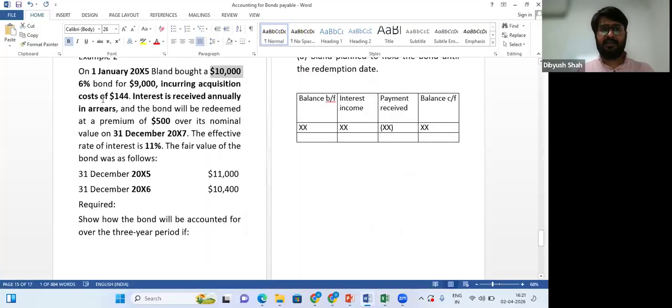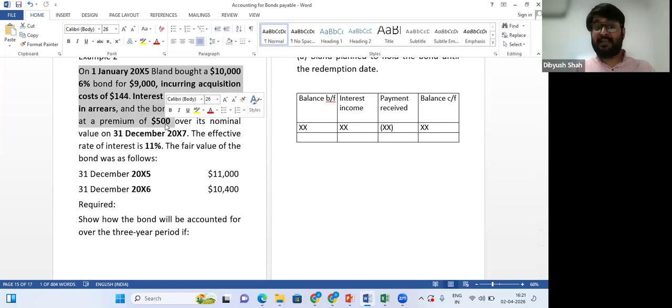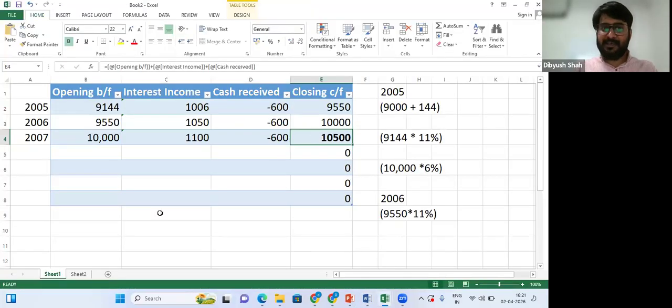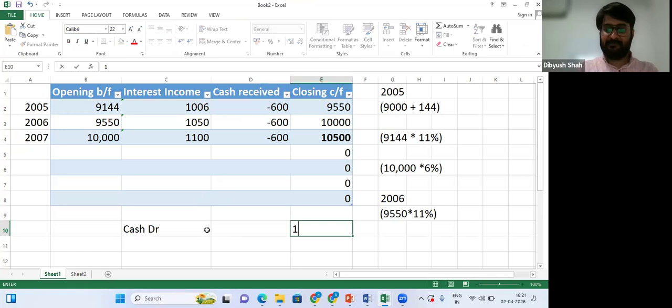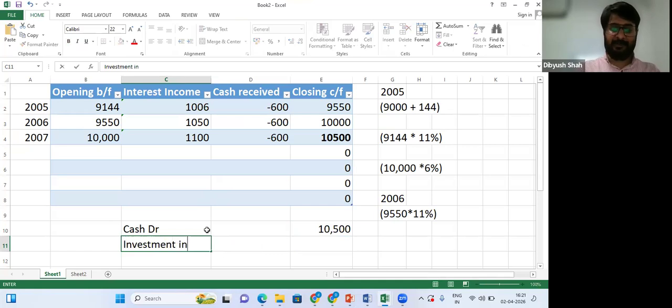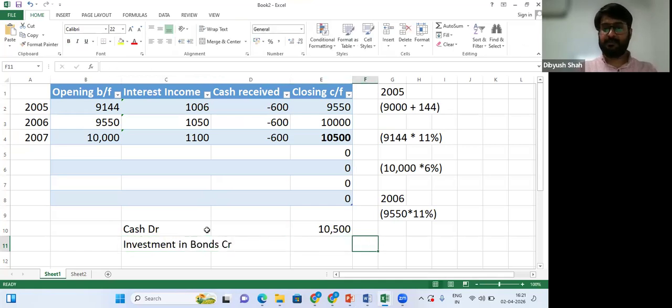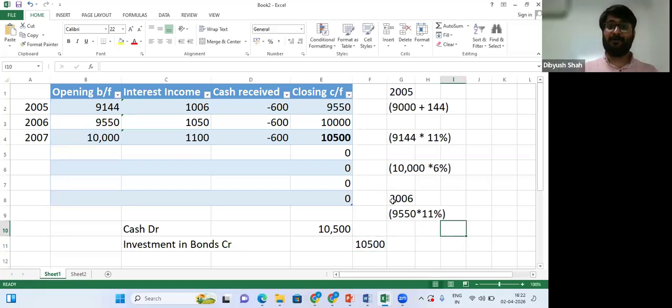See this question. On 1st January 2005, Bland bought a 10,000 6% bond for 9,000, incurring acquisition cost of 144. Interest is received annually in arrears at the end of the year, and the bond will be redeemed at a premium of 500. I will get 500 extra. So see, I am at the correct phase. I just need to pass the final entry now when I get the money. Cash debit: as an investor, I will get 10,500, and I will remove the asset from the books because I have received the money. 10,000. Done. Books are clear. No asset and nothing. This is how accounting works.